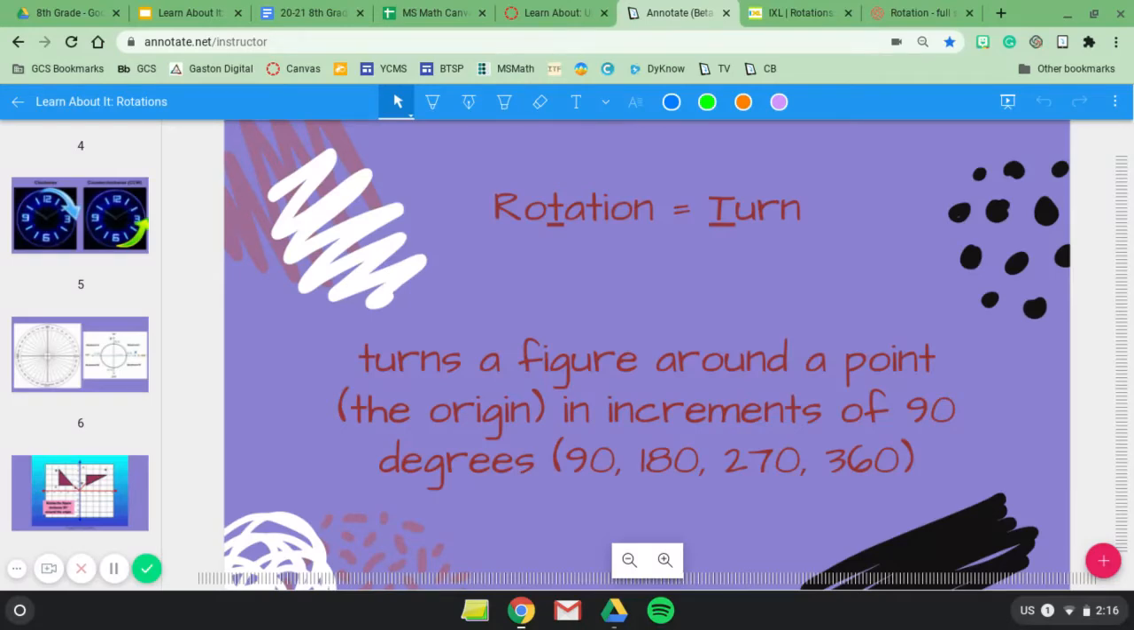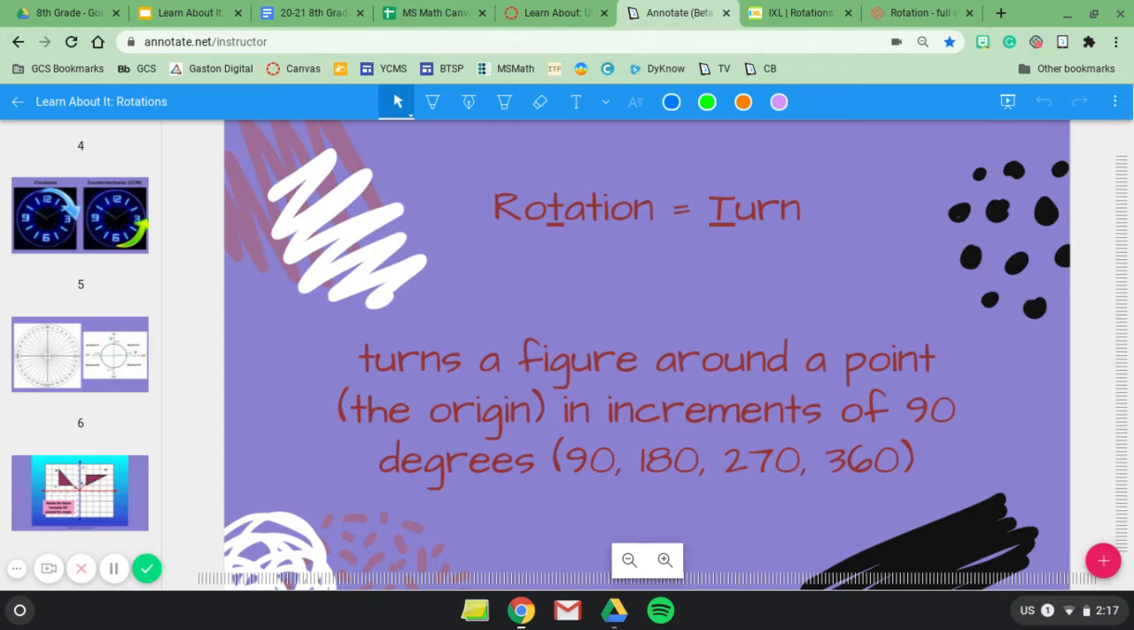A rotation in the coordinate plane is another type of transformation, and a rotation is a turn around a fixed point, or the center of rotation. In 8th grade, the center of rotation on the coordinate plane will be the origin, or the point 0, 0. And the increments or degrees in which you're going to rotate a figure will be in 90-degree increments.